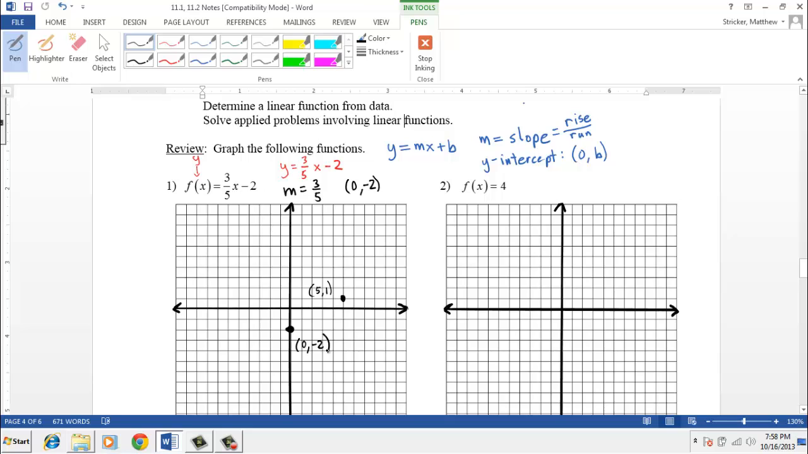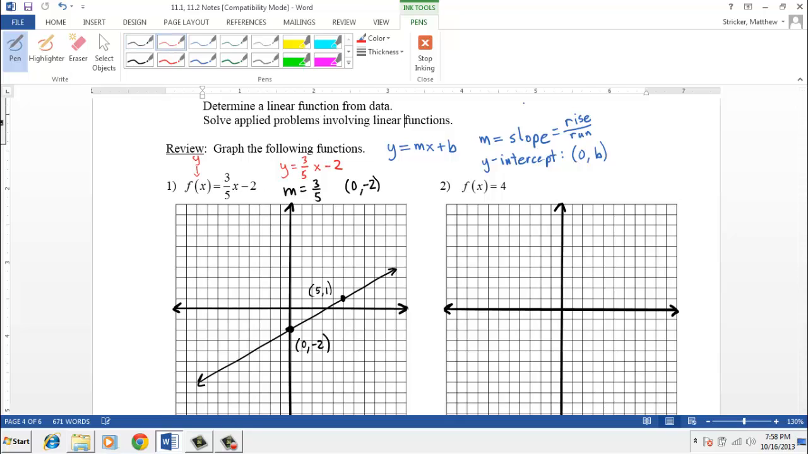And 2 points is really all that you need to graph a linear equation, or in this case we have a linear function. We put a line through those points. There we have our linear function. Remember, you should always label points on your graph.